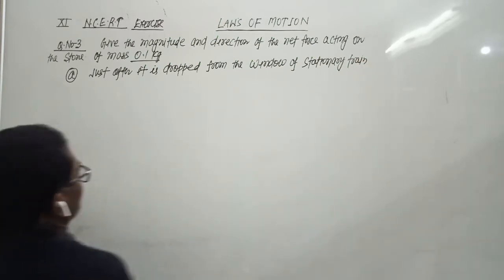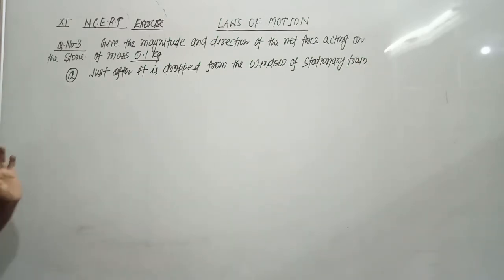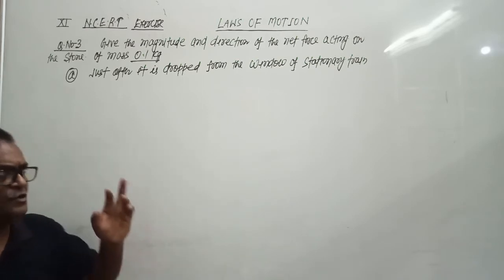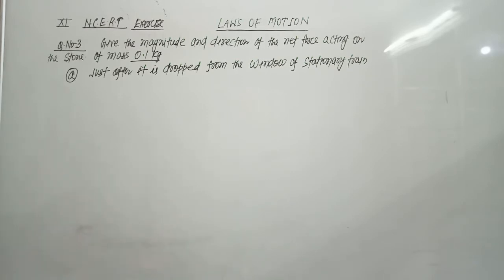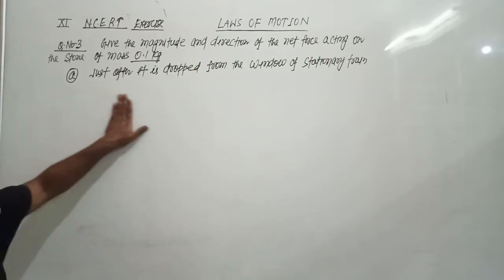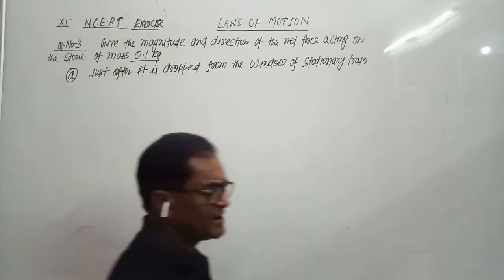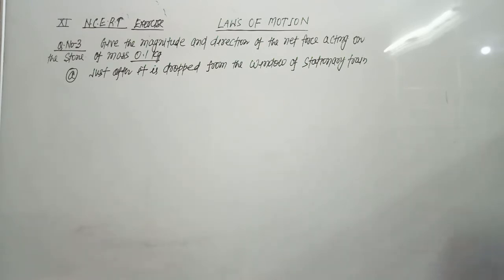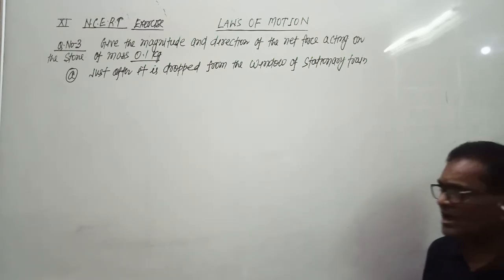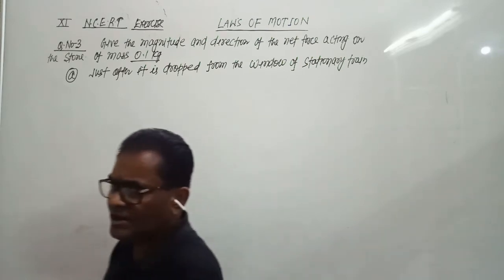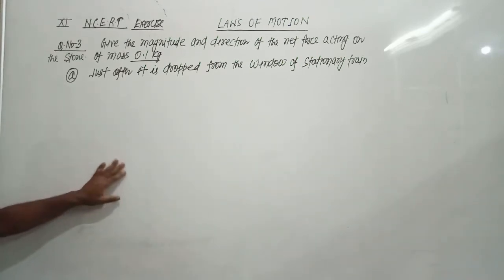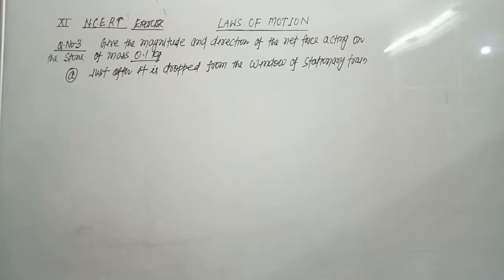So we have to find the magnitude and direction of the net force acting on the stone. There is a stone of mass 0.1 kg, and the force acting on it just after it is dropped from the window of a stationary train. The train is at rest, and from the window of the train a mass of 0.1 kg is dropped. So just after dropping, we need the net force acting on the stone and the direction of the force.